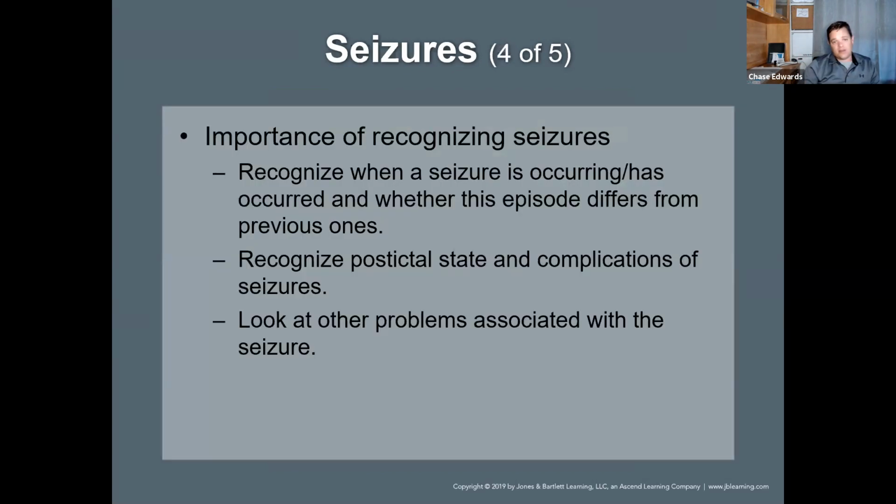So the importance of recognizing seizures: you must recognize when a seizure is occurring or has occurred, or whether this episode differs from a previous case. You've got to also recognize the postictal state and complications of seizures. A patient may turn cyanotic from lack of oxygen in the blood. The seizures may prevent a patient from breathing.